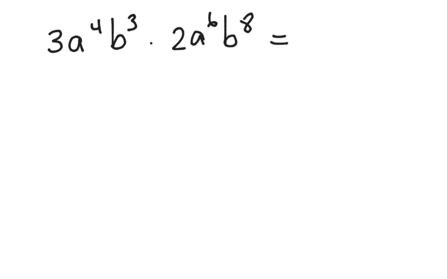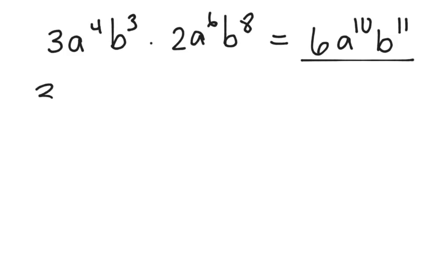Couple of other examples. You might see something like this, 3a to the 4th, b to the 3rd, times 2a to the 6th, b to the 8th. You're going to multiply the numbers. 3 times 2 gives you 6. Add the powers because you're multiplying them. Make sure you're only adding the ones for a and the ones for b. A to the 4th, a to the 6th, 6 plus 4, 10. B to the 3rd, b to the 8th, 3 plus 8 gives us 11. 6a to the 10th, b to the 11th.